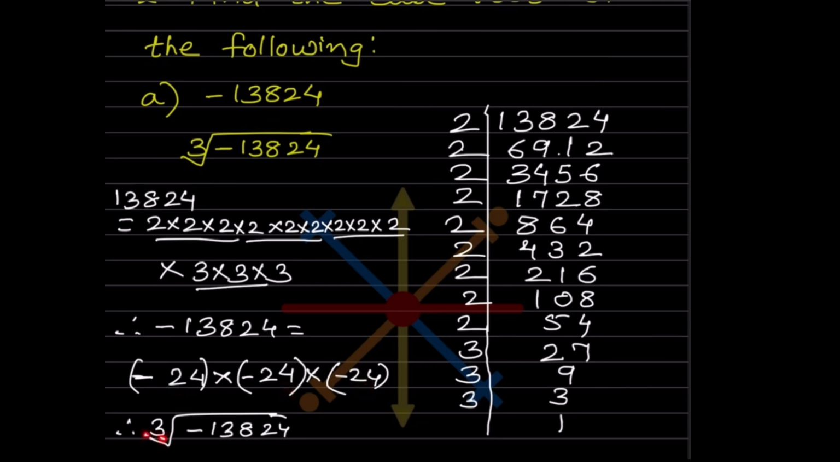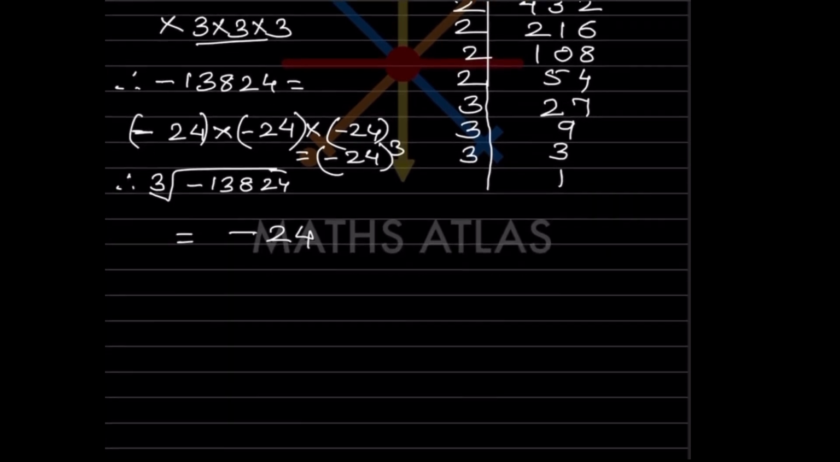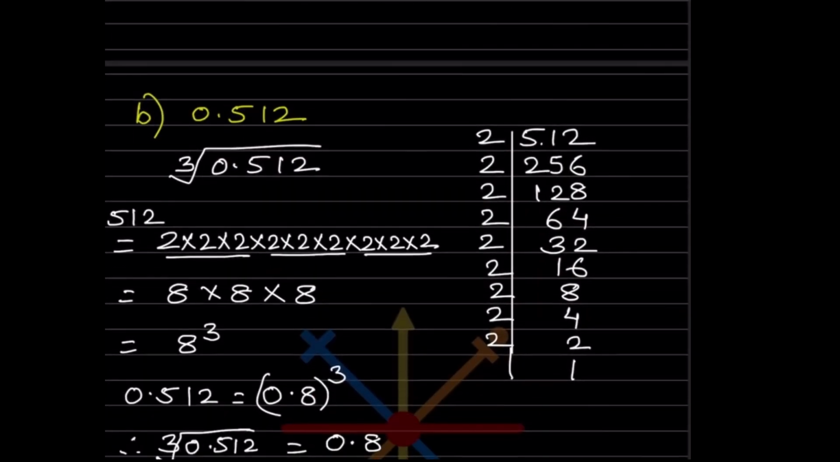So we can write here cube root of minus 13824, because this is for all this one. So we have to just consider this one. We can also write one step over here. So this is going to be minus 24 cube. So if we take the cube root of that, that is going to be just minus 24. Again here you don't have to consider the decimal first, just take this number.